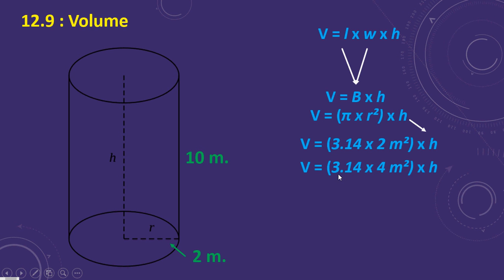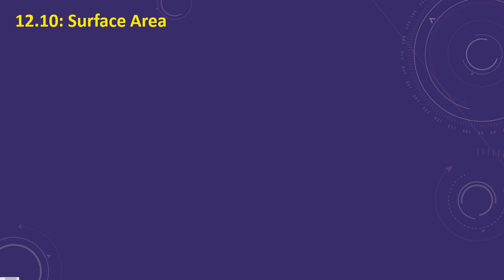Now I'm going to multiply 3.14 times 4. This is 12.56 meters squared times 10 meters. I have to multiply this, and this gives me 125.6 meters cubed. This is the final answer. Okay, let's go on with the last lesson, that is surface area. Okay?